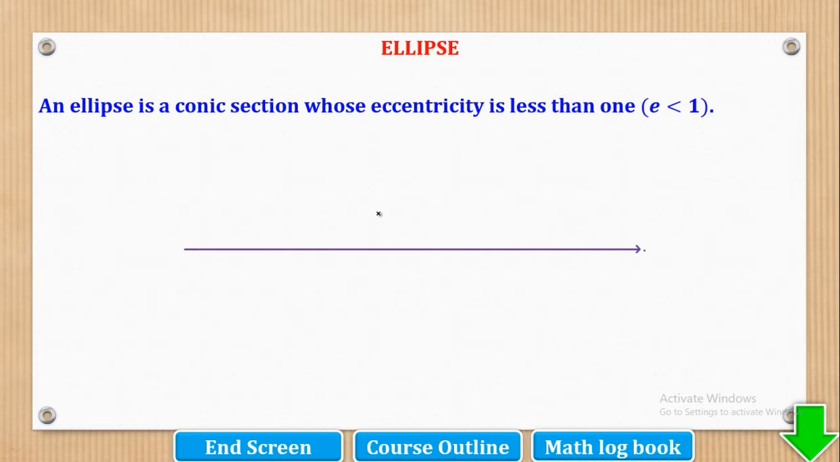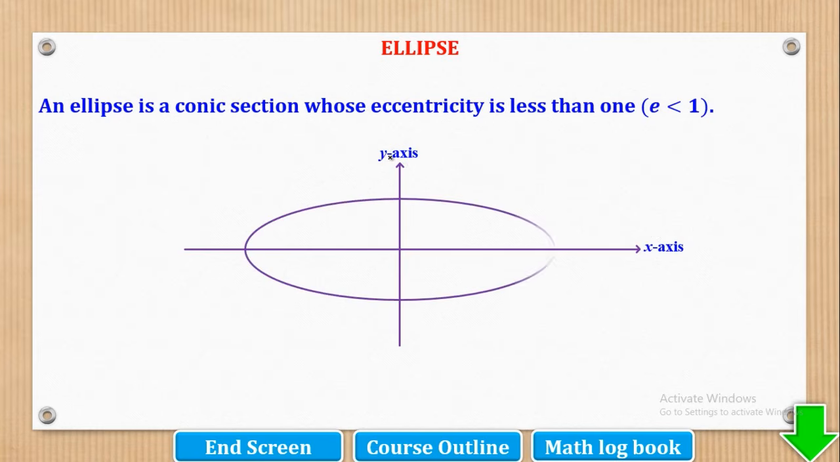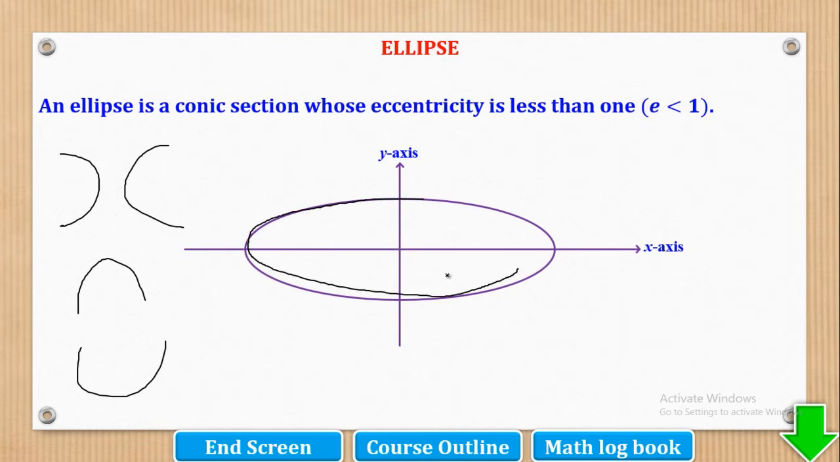So let's first draw a sketch of an ellipse. So we have to draw the axes and label them. Now an ellipse is in the shape of something like an oval. So this is an ellipse. Now unlike parabola, remember in parabola there were 3 forms. A parabola can be in this shape, or in this shape, or in this shape, or in that shape. But for an ellipse, it is only and only of this shape.